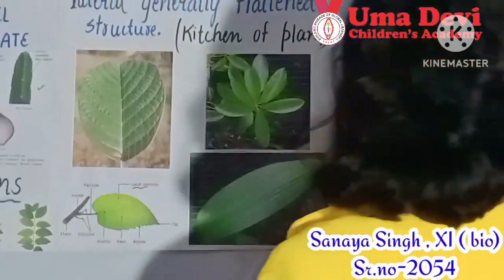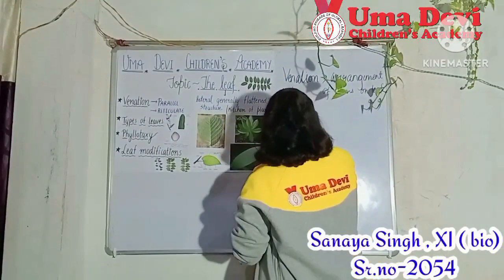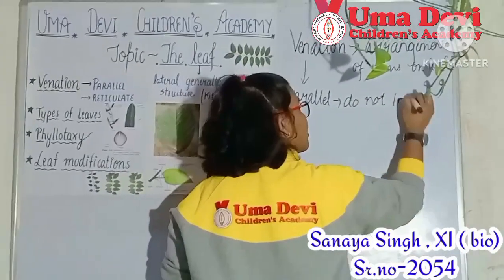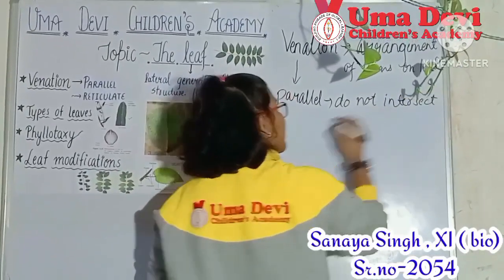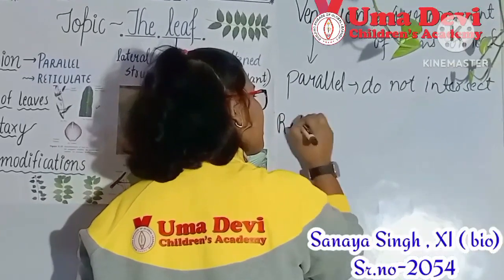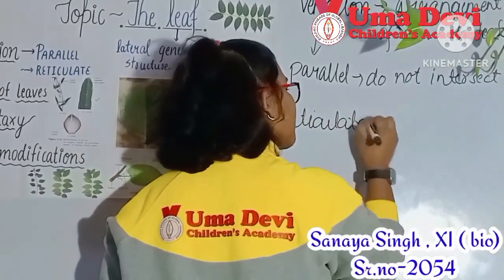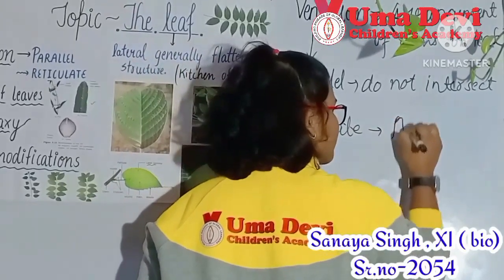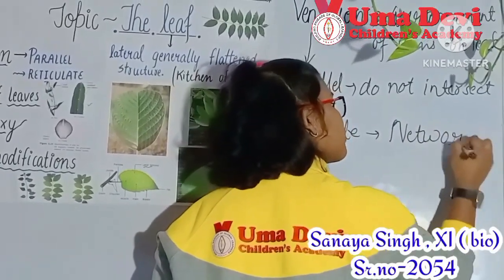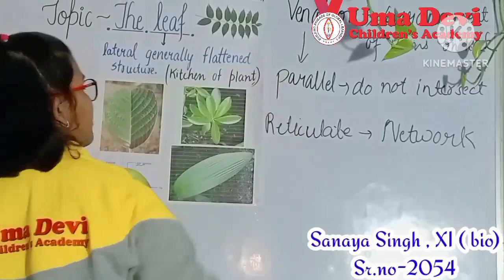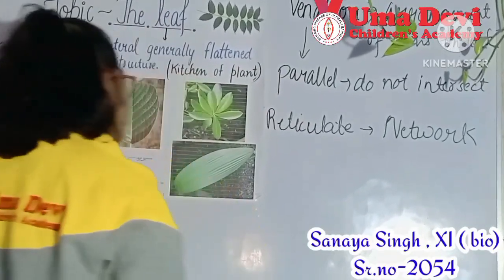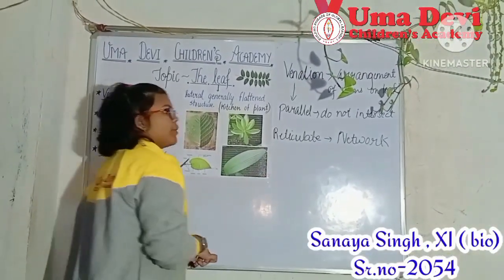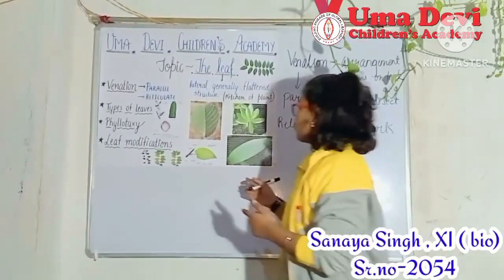So how can we define them? Parallel: veins do not intersect, and reticulate: veins form a network. Okay, in parallel you can take the example of grass, wheat, maize, and in reticulate you can take the example of neem and China rose.